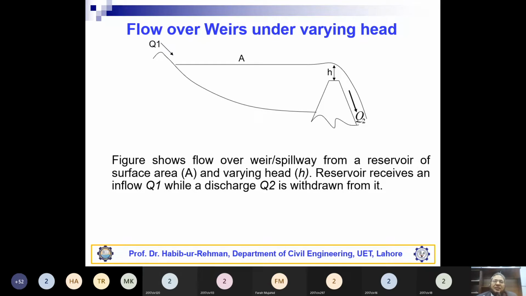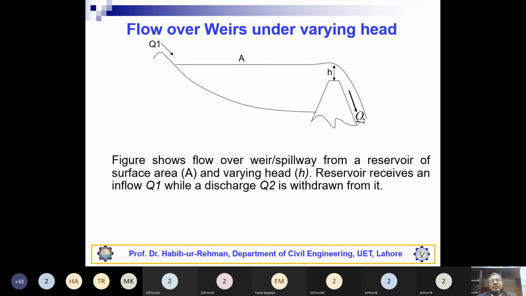In case of cylindrical tanks, the surface area of the tank we cannot write in terms of H, which is the head, but the Q2 we have to write in terms of H. But in case of conical tanks, the surface area also changes with change in head. So that's why we have to write both the surface area in terms of H and also the Q2 in terms of H. And once we have these two equations, then we can simply integrate from H1 to H2 and then we can solve the problem.